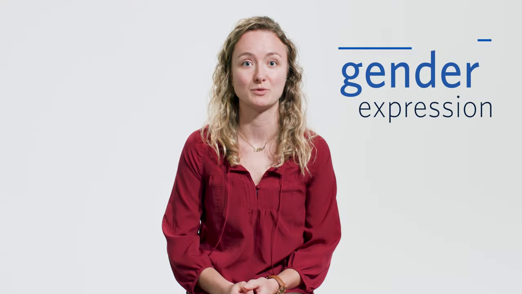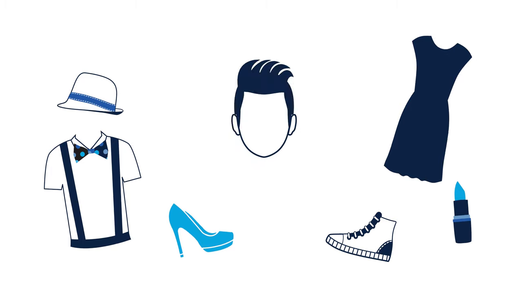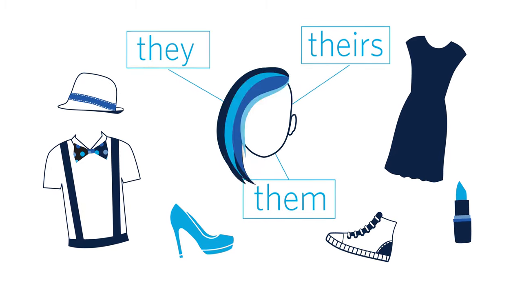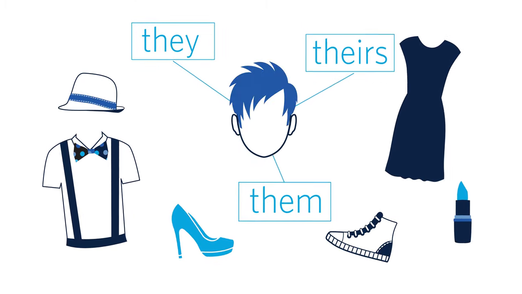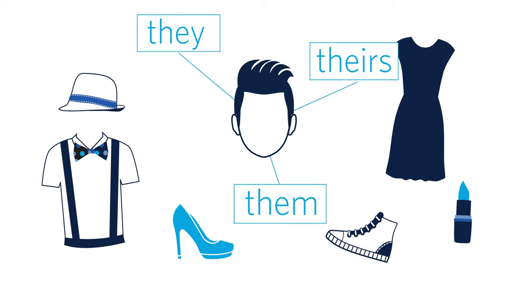Gender expression is how a person presents their gender to the world. It includes how we express our gender through our clothes or our hairstyles, and even our names and pronouns. Remember though, we can't assume to know someone's gender identity through their gender expression alone.